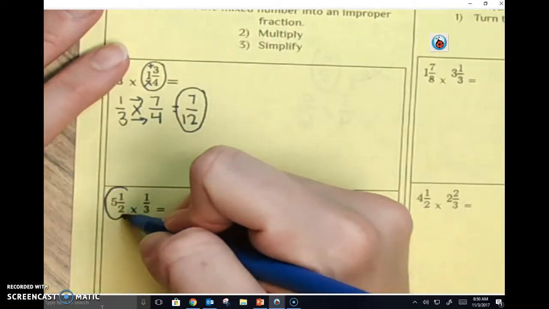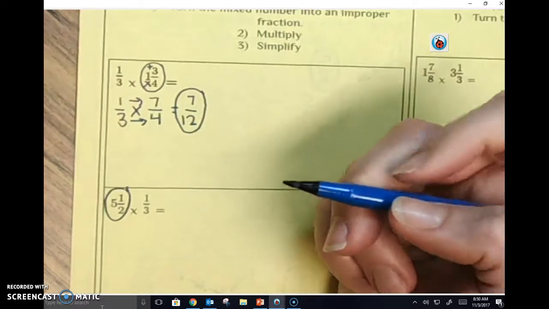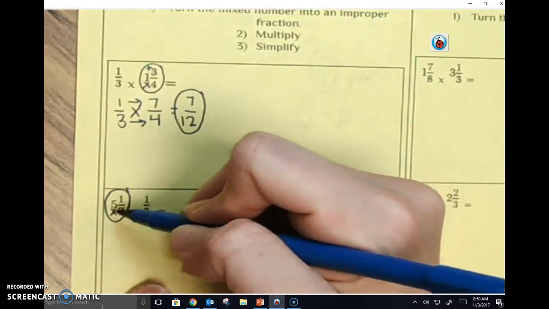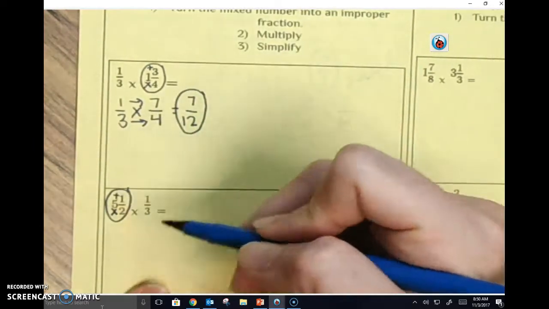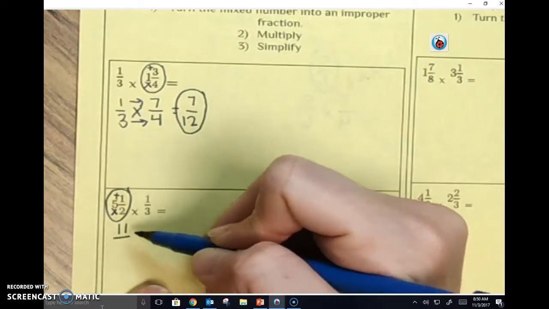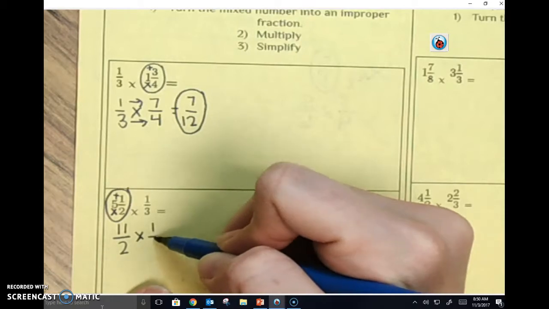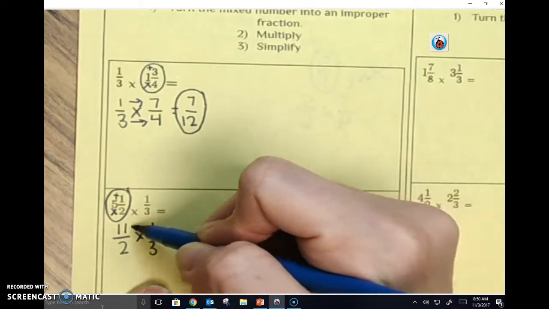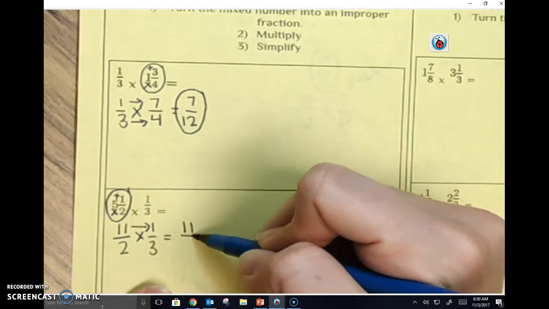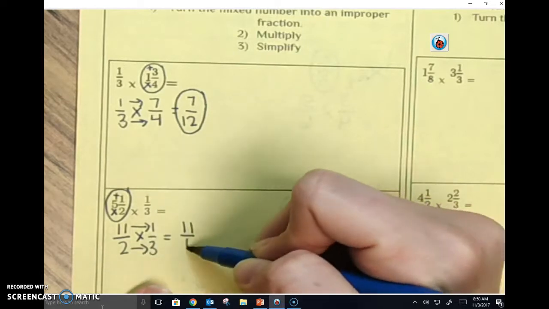Our mixed number is 5 and 1/2. We need to change that into an improper fraction. We're going to do 5 times 2 is 10, plus 1 is 11. So 11 over 2, because that's the denominator up here, times 1/3. So we're going to multiply across, and we get 11. Multiply on the bottom, and we get 6.